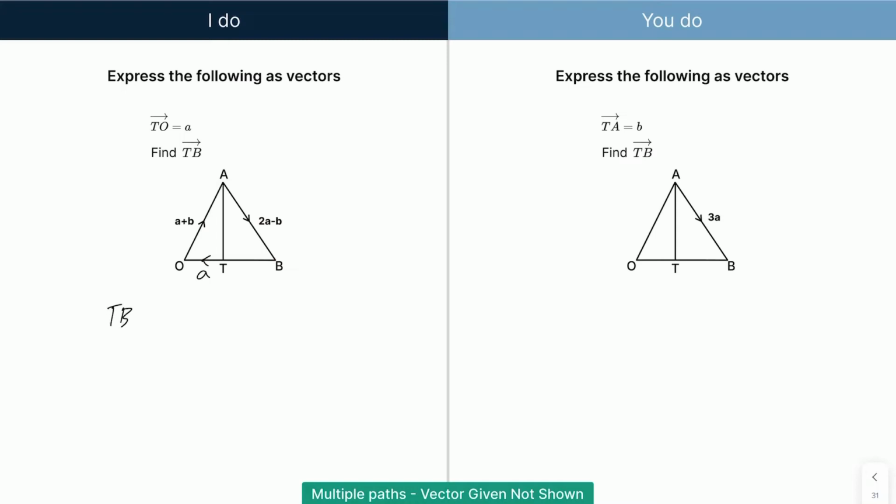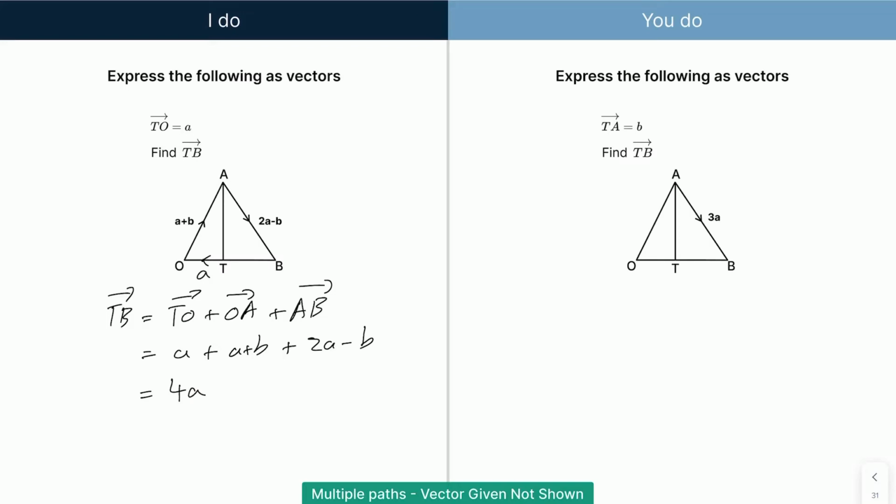T to B is going to be T to O plus O to A plus A to B, and that would be A plus A plus B. I'm not used to brackets here because it's a positive sign. We're going in the same direction, so we don't need to worry about the bracket, and that would be minus B. And now to tidy that up, that would become 4A, and the B's would cancel out.